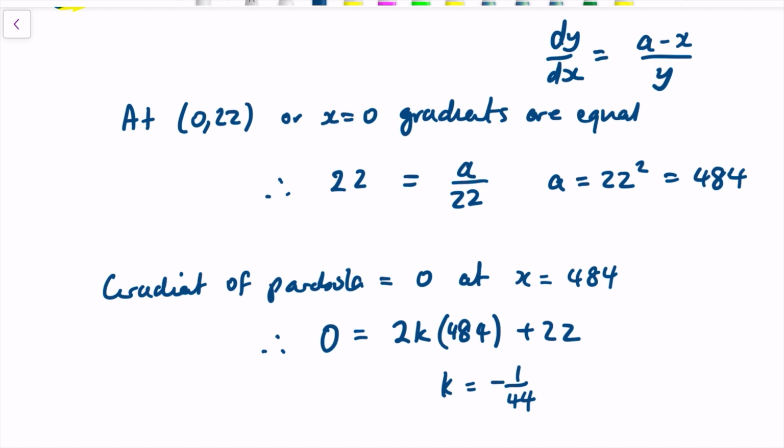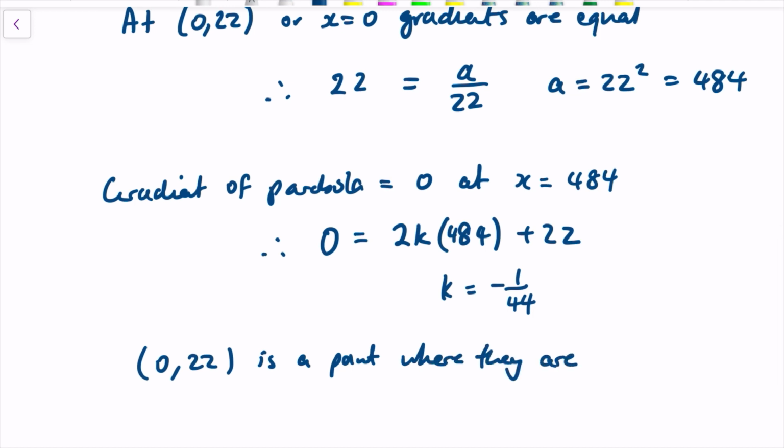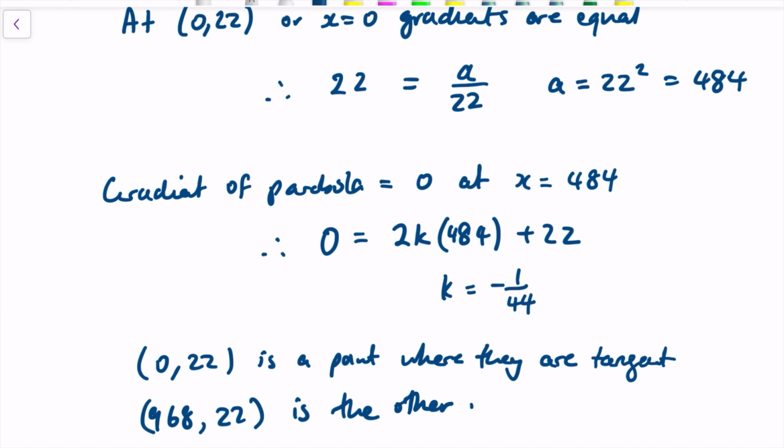And then lastly, I need the symmetry argument. If I know that one of the points is (0, 22), is a point where they are tangent. Okay, well, you think of the centre of the circle is at 484, then we need to go another 484 to get the other tangent point. Therefore, (968, 22) is the other point by symmetry.